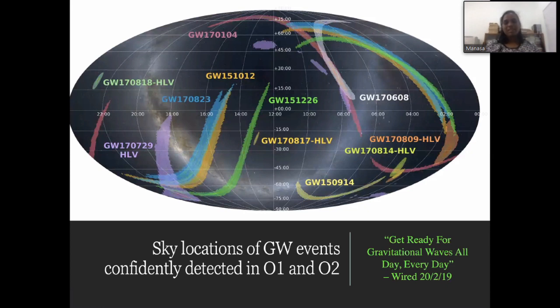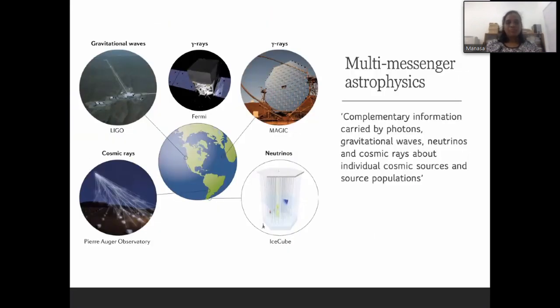Once we had the first detection, we never looked back, and we have been making confident gravitational wave event detections through our observation runs O1, O2, and O3. We have also started, people are getting excited to do multi-messenger astrophysics, because for the same source, we are able to get complementary information, which is carried in the gravitational waves, in the form of neutrinos, in the form of cosmic rays, photons, all bringing together more information about the gravitational wave sources around us.